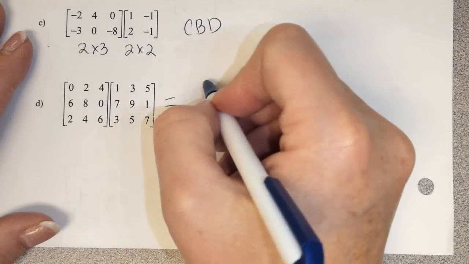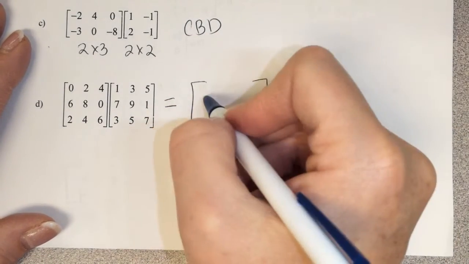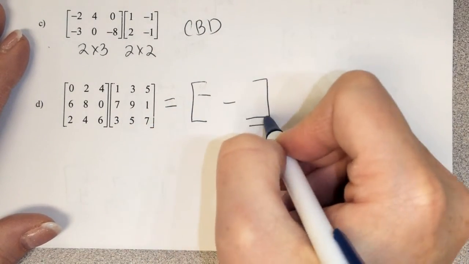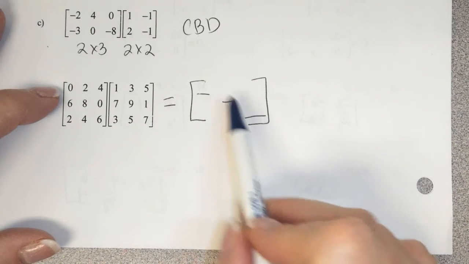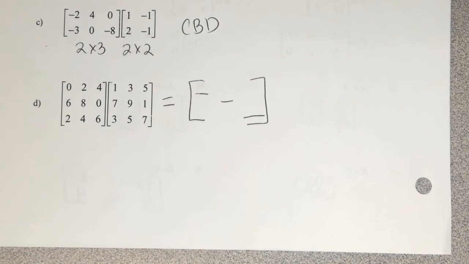All right, let's look at the last one. No calculator. But I don't want you to find the whole thing. I just want you to find the diagonal. What would be the values that would go in the diagonal after you multiply? Go ahead and try it.